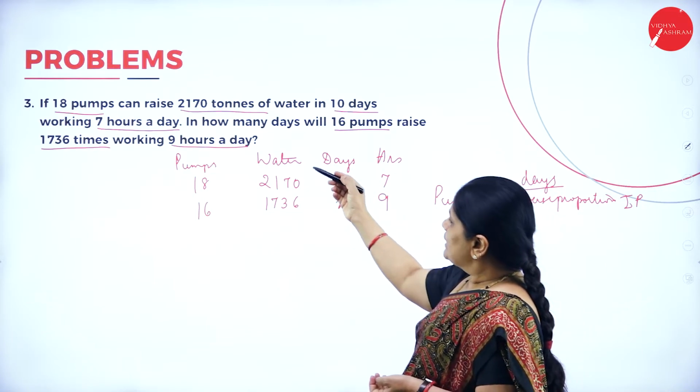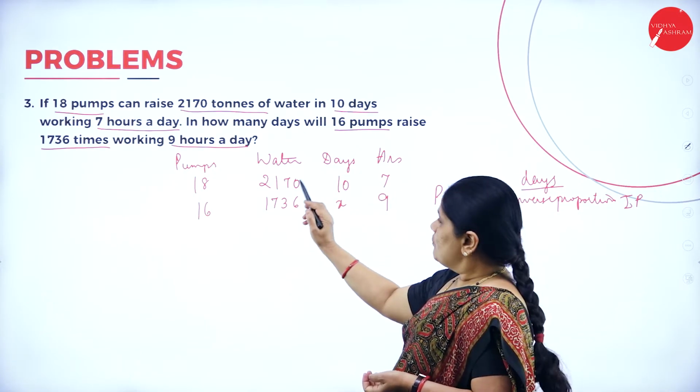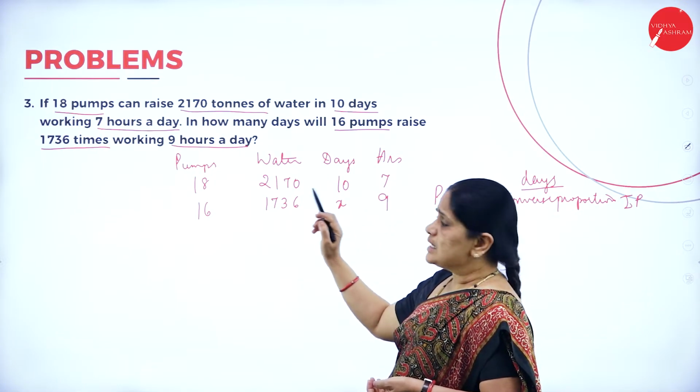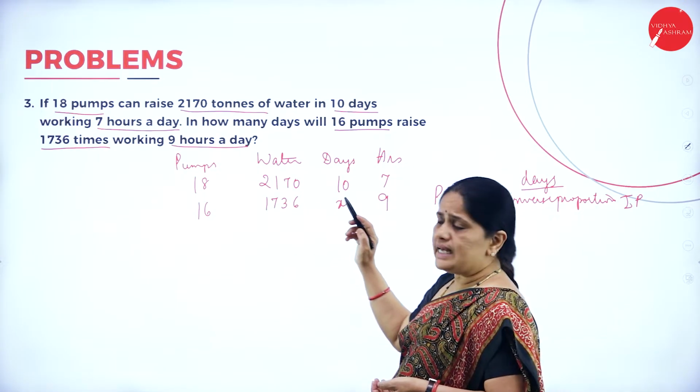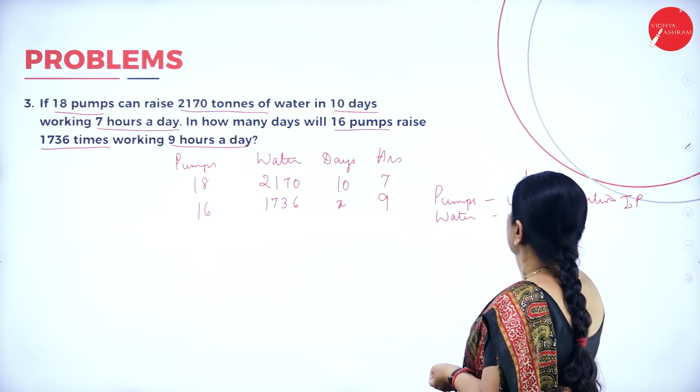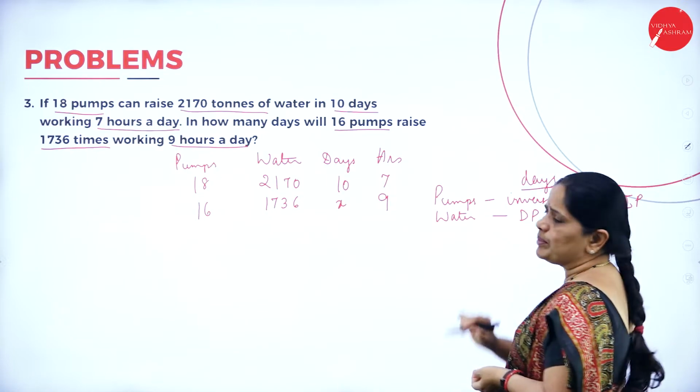Then compare the water and the days. So 2170 tons of water will take 10 days. So less water means less days. Now next we compare water and days. So it is in direct proportion.